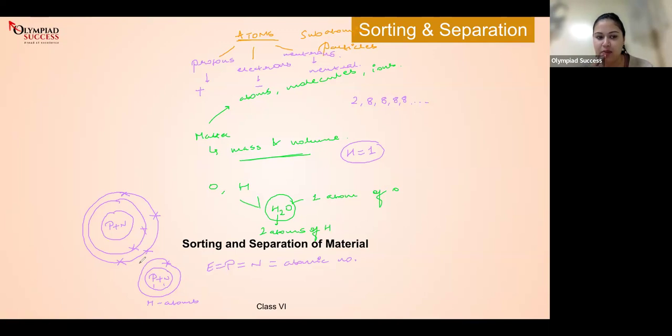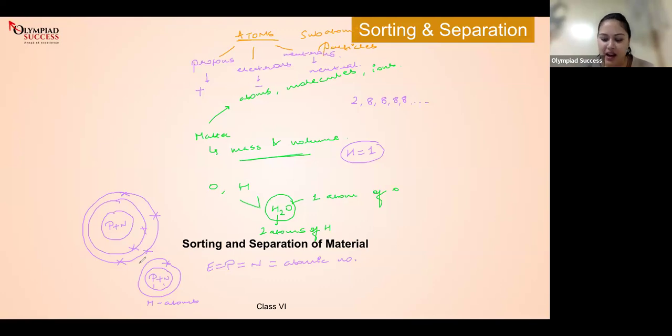How many more electrons does it need to complete its orbit? One more. Yeah. So how will it get one more? It can get one more from another atom. And that is how molecules are formed, when they're sharing their electrons or when they're giving their electrons to each other.